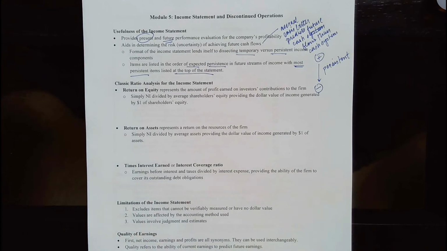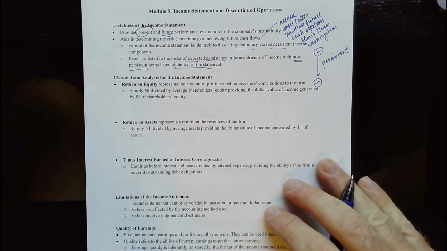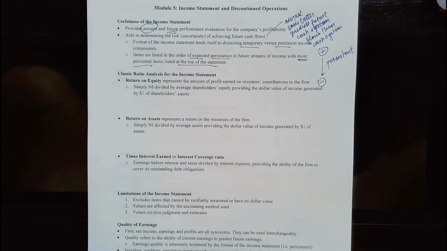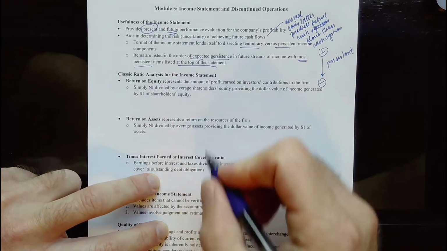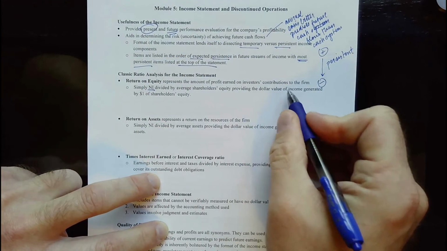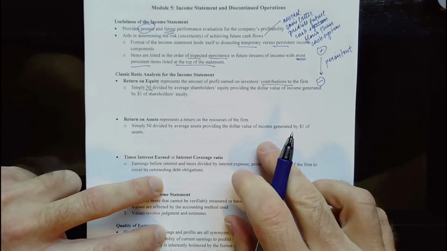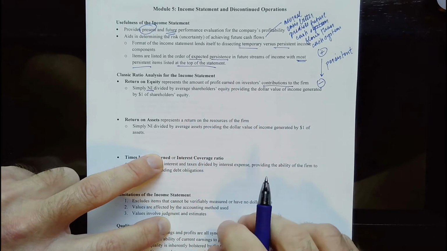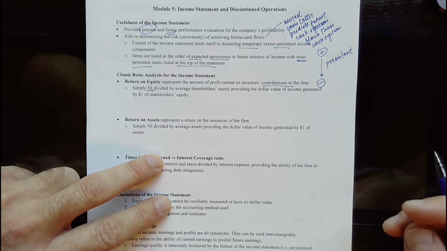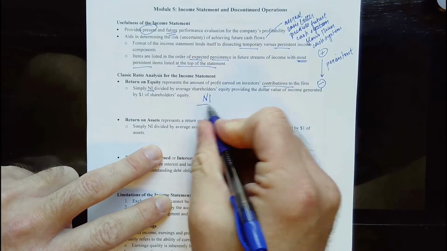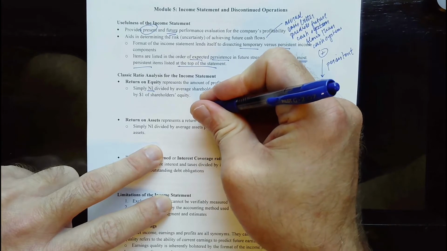So let's talk about a few things that we could do to analyze the information we're given on an income statement. The first is the return on equity. So the return on equity is the amount of profit earned on investors' contributions to the firm, and return being the profit, on equity being the contributions to the firm. So simply divide our profit or net income by the average shareholders' equity, providing the dollar of income generated by $1 of shareholders' equity. Typically, we see this expressed as net income divided by common equity.